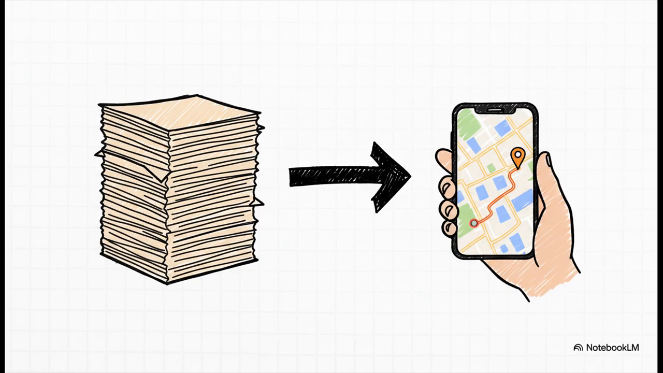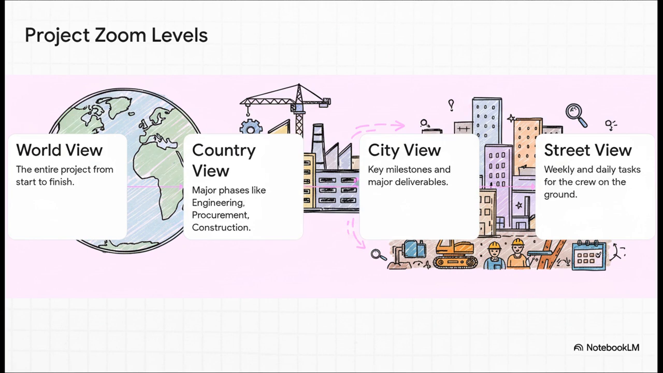You know, the best way to really wrap your head around this is to stop thinking of a project schedule as some static 500-page binder sitting on a shelf. Instead, I want you to picture it as a dynamic digital map, just like the one on your phone. So here's how this map actually works. At the highest level, the world view, you see the whole project is just one single bar from start to finish. It's perfect for the boardroom.